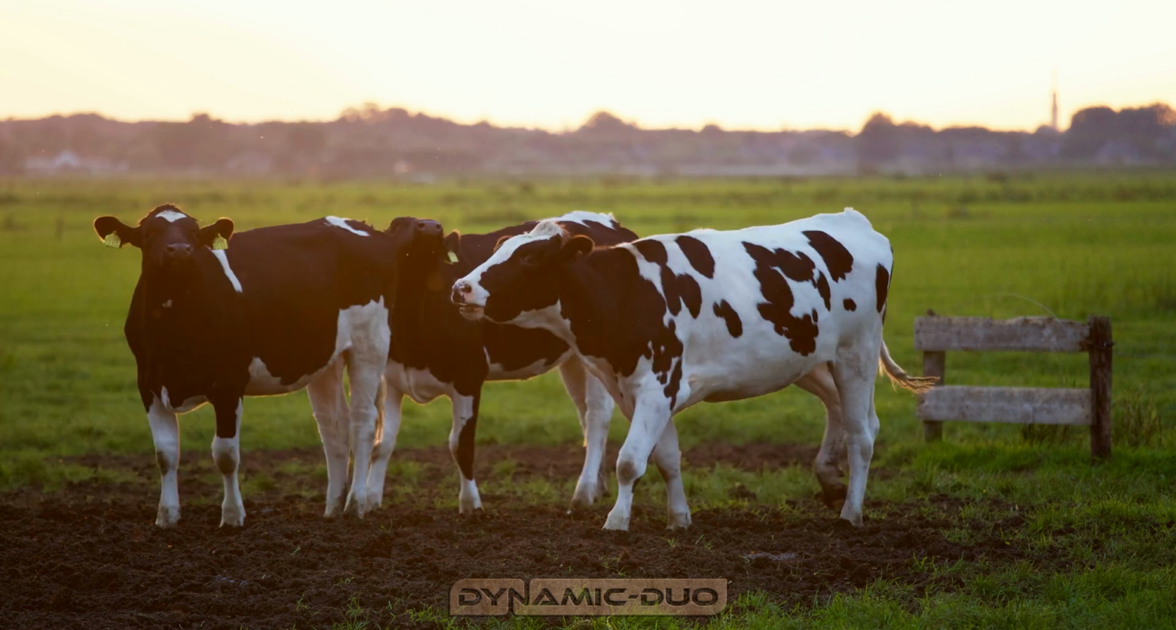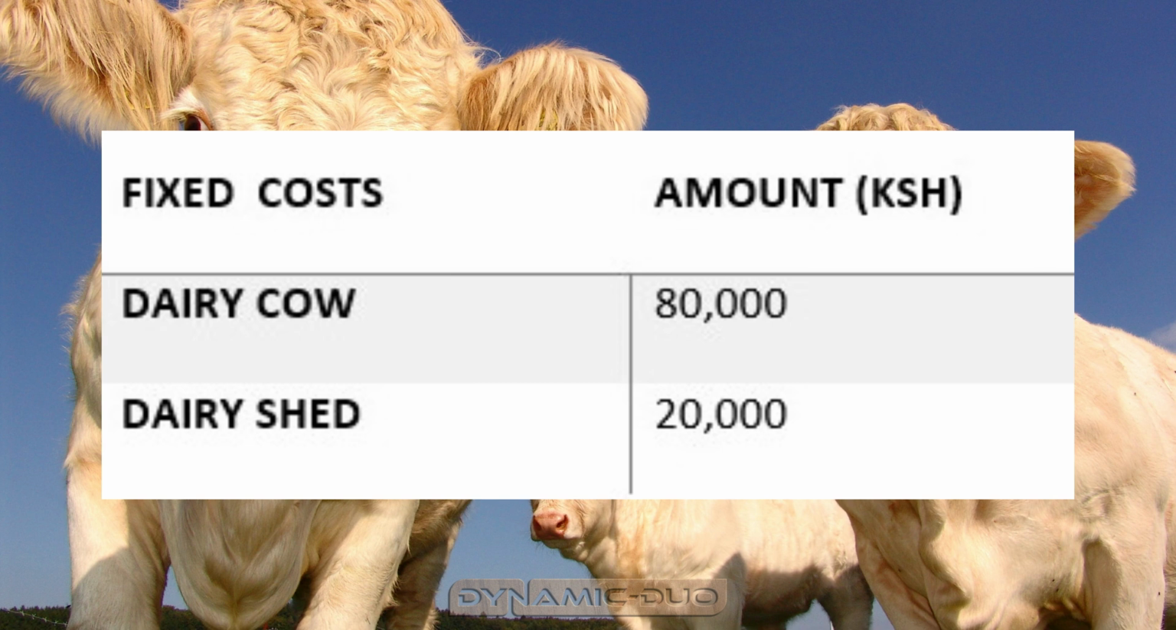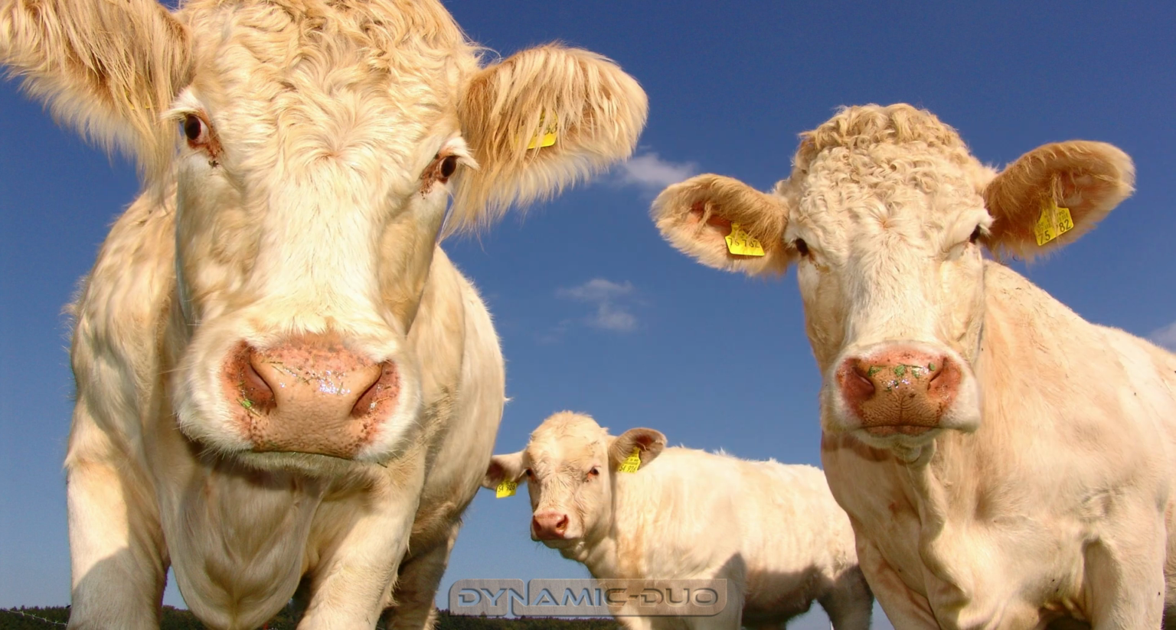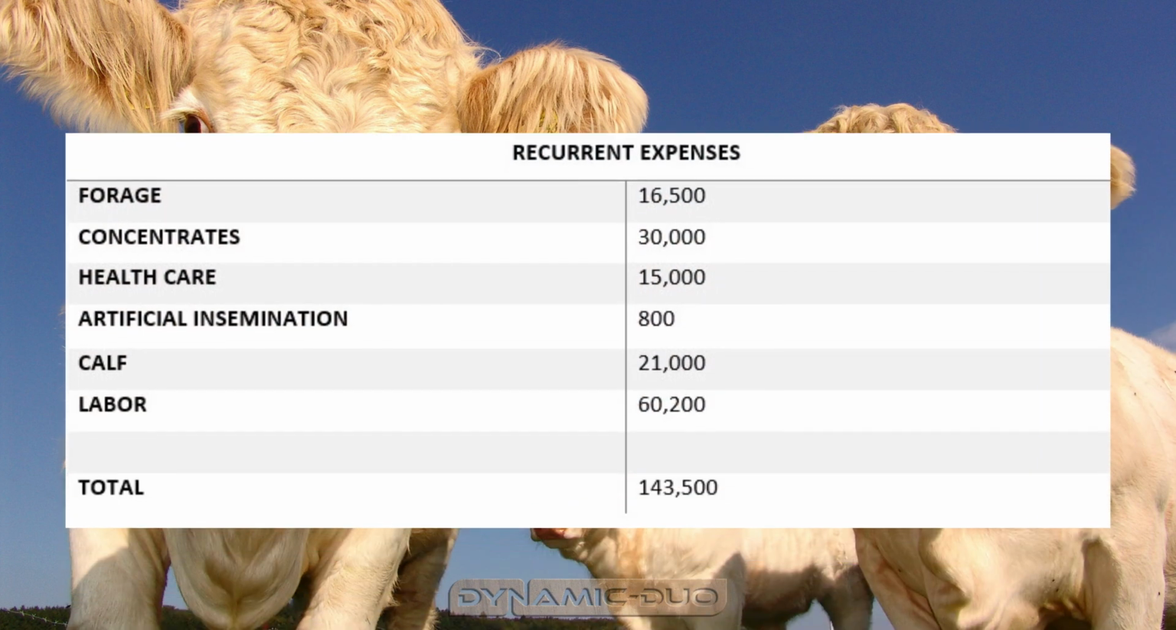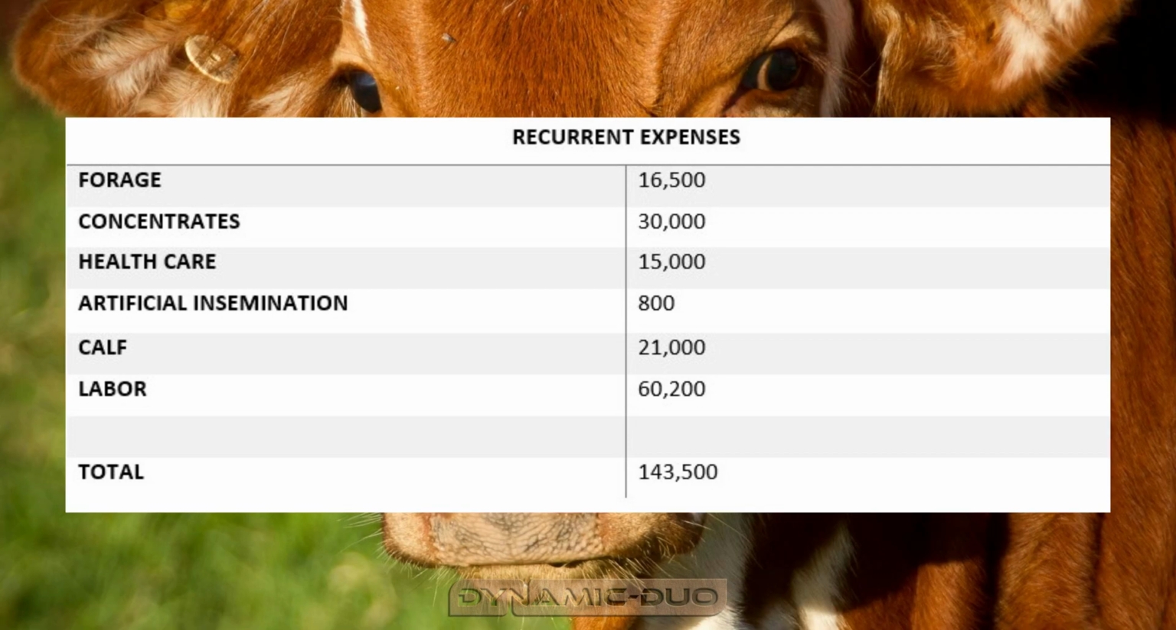Here are the fixed annual expenses during the initial stages of starting this lucrative venture. 2 dairy cows at 80,000, and the cow shed to cost a minimum of 20,000 Kenyan shillings. On to the recurrent expenses now. Forage 16,500, concentrates 30,000, healthcare 15,000, artificial insemination 800, calf 21,000 and labor 60,200. Note that all the amounts are in Kenyan shillings.